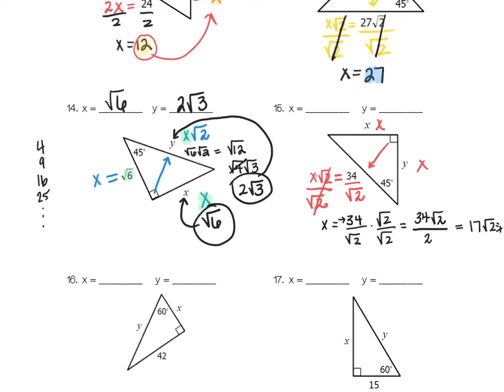So now I take this, and anywhere I see an x labeled, I plug it in. So both of these sides are 17 square root of 2. So where there's the y blank, I'm going to put 17 square root of 2. And where the x blank is, I'm also going to put 17 square root of 2.